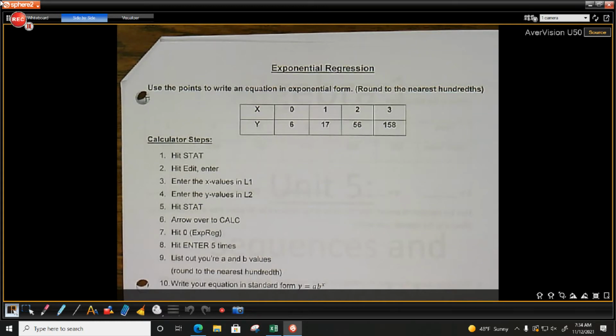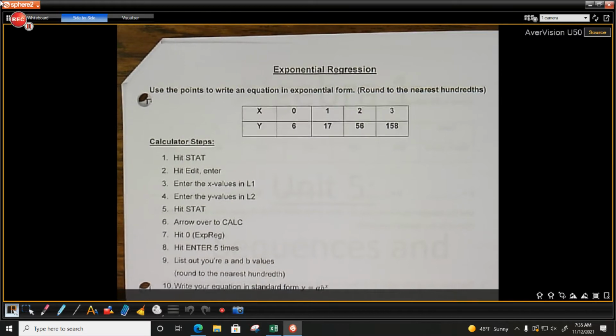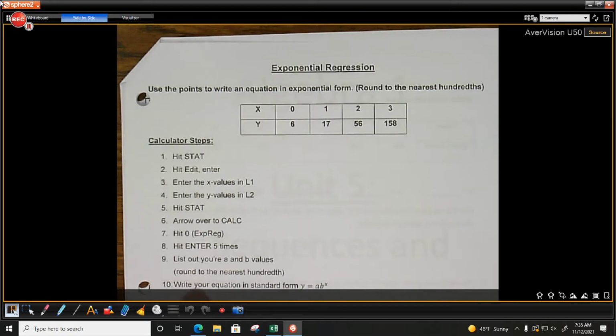So remember, regression is used to find an equation that best fits our real-world data to help us then make predictions of what's going to happen in the future. Okay, we did this when we did our linear functions. Today, this is going to be exponential functions. It's all done in the calculator.